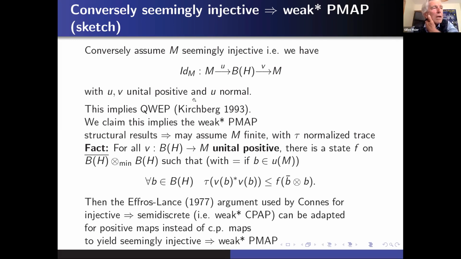Okay. So anyway, this implies QWEP because Kirchberg's theorem tells you that M is isometric to a subspace of B of H with a projection of norm 1. So the theorem I quoted implies automatically M is QWEP. But the argument I'm showing will show the weak star positive MAP or the positive matricial MAP just the same.